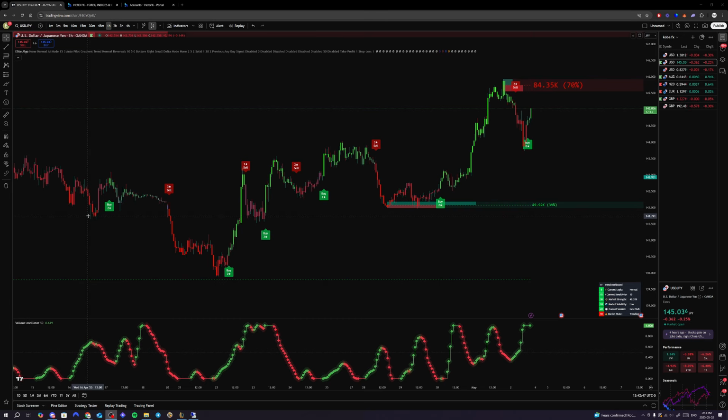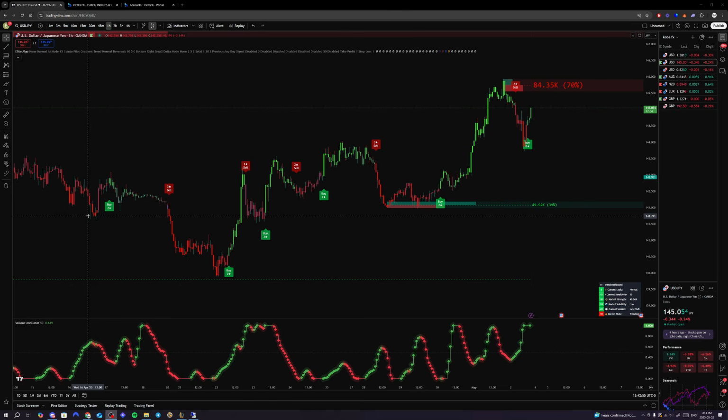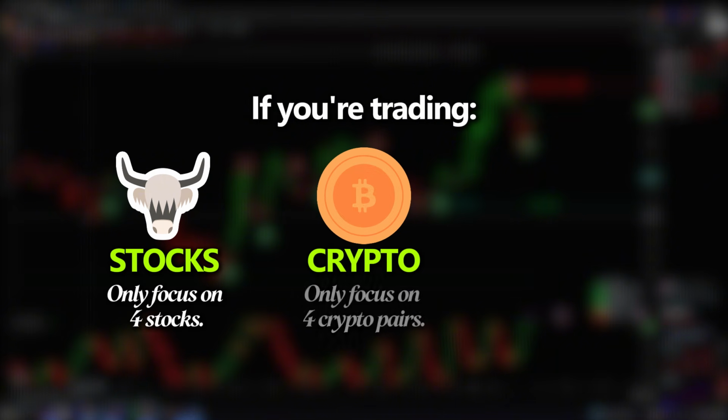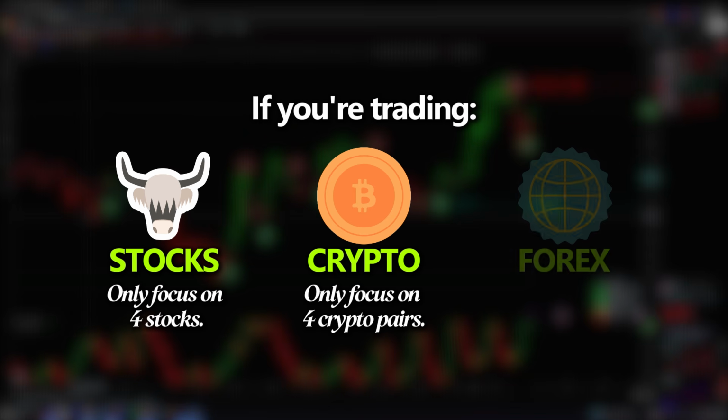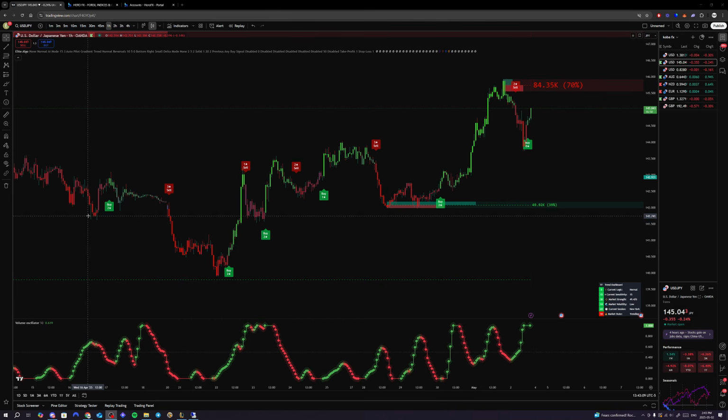One thing I want you guys to understand when it comes to trading is you should only focus on 1 to 4 assets at one time, because every single asset will move differently. So if you're trading stocks, for example, please only focus on 4 stocks. If you're trading crypto, focus on 4 crypto pairs. If you're trading forex, focus on 4 forex pairs, and then master the behaviors of those markets and assets so you can better understand exactly what's going to happen in the future so you can make better trades overall.